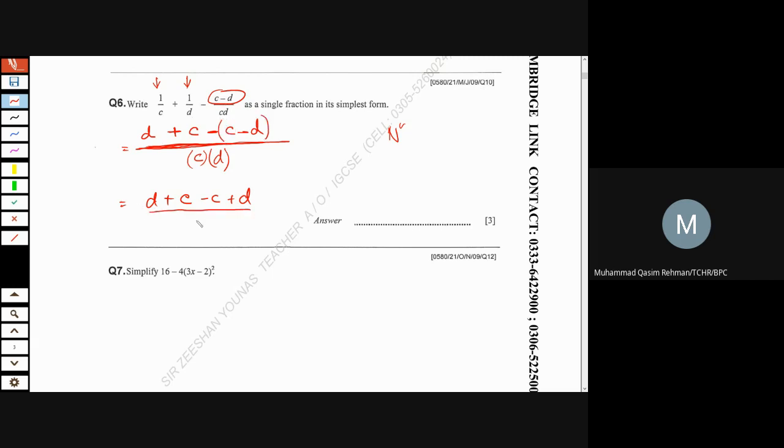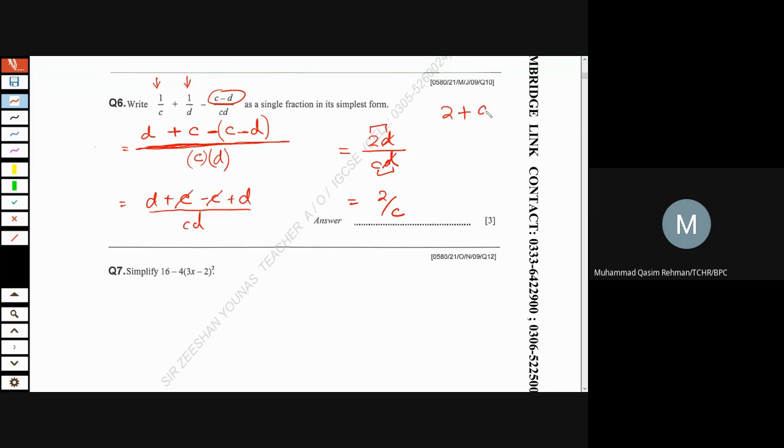Okay, the denominator stays as it is as an LCM. So plus C minus C cancels out. So I'm left with 2D over CD. What is the final answer? 2 over C. Excellent. I can cancel them out because these are factors over here. 2 and D are being multiplied.